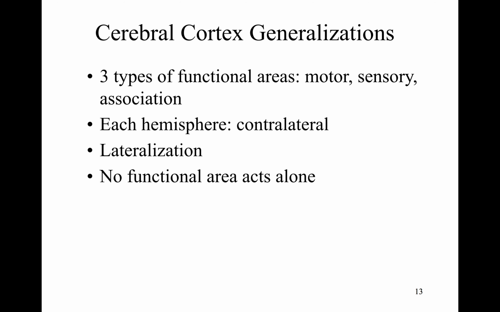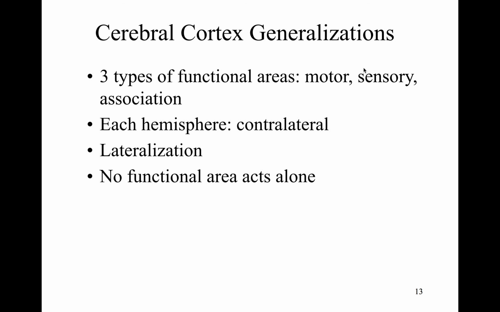The cerebral cortex can not only be divided into different lobes, but it can also be divided into functional areas. There are 3 types of functional areas of the cerebral cortex. There's motor areas, sensory areas, and association areas.